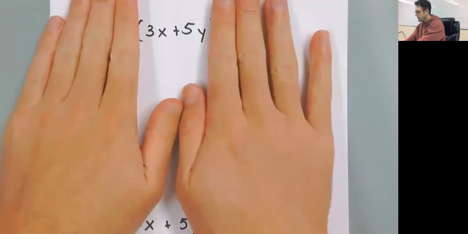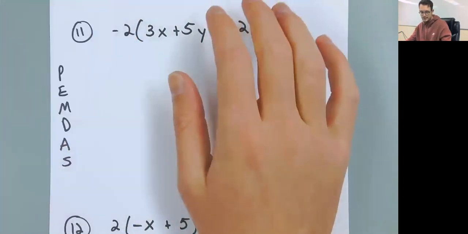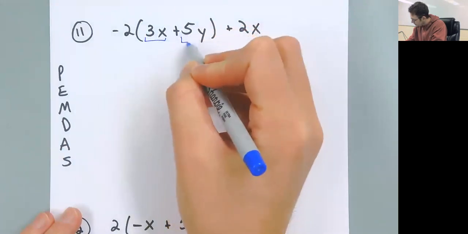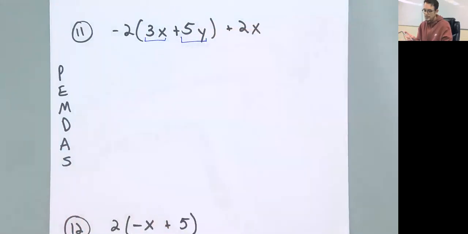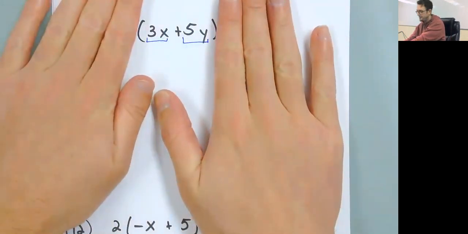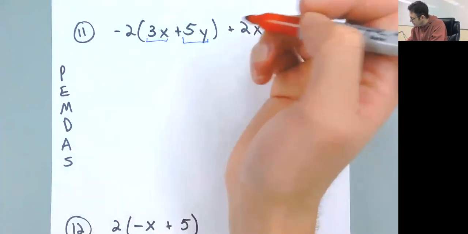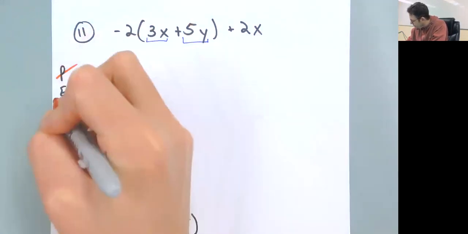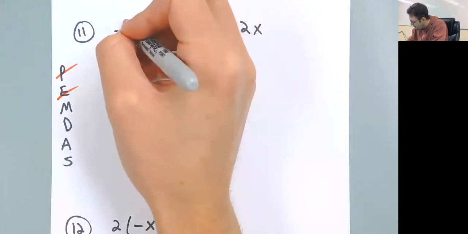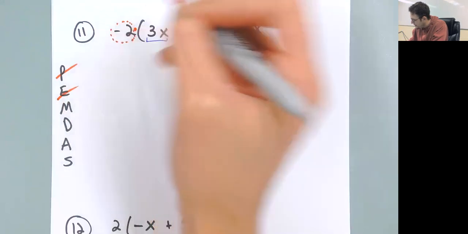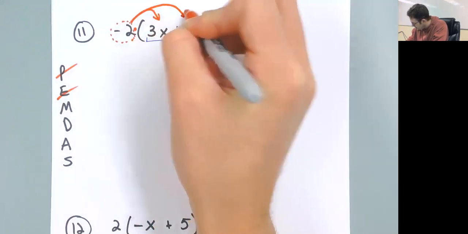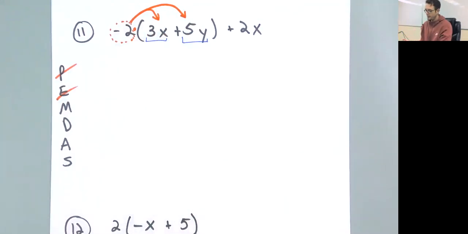Okay. Number 11. Can I simplify what's inside the parentheses? Can I combine those 2 terms? Are those like terms? I don't think so. So I can't do that. There are no exponents. There is multiplication, however, and again, really important that you're multiplying by negative 2, not just 2. All right, so we're going to do multiplication first.